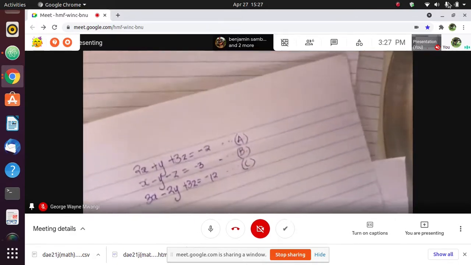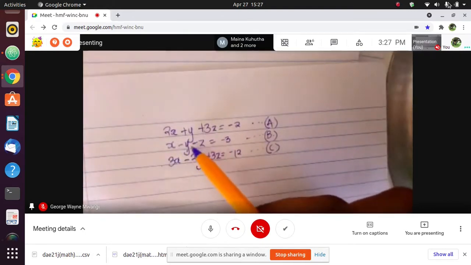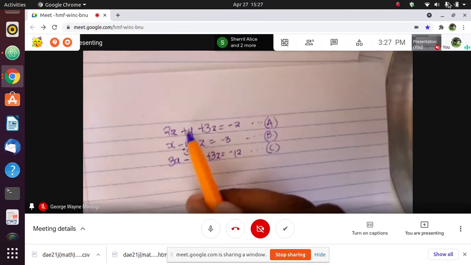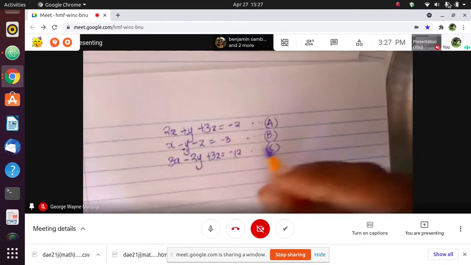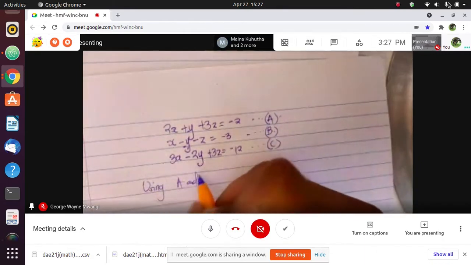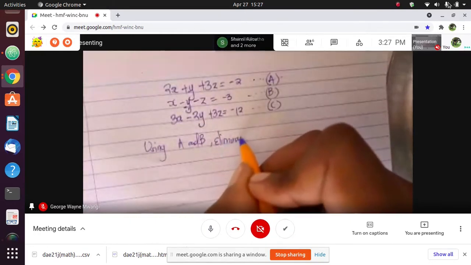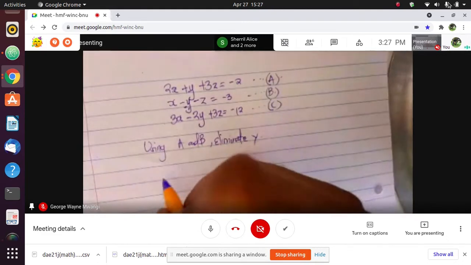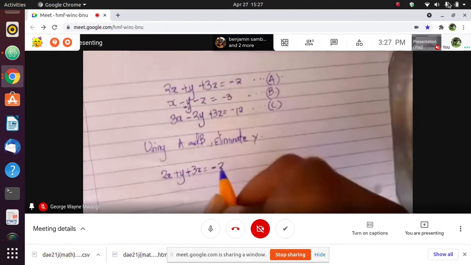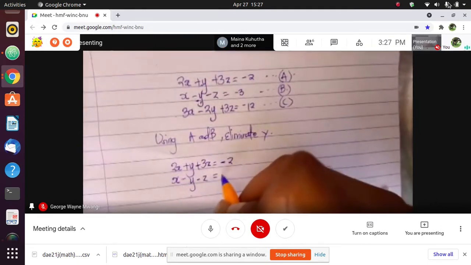Now looking at our equations A, B, and C, we can see that this y will be the easiest kwa sababu the coefficient before the variable is 1. So we will eliminate the variable y. So we choose equation A. Now using equation A and B, we will eliminate y. Now 2x plus y plus 3z is equals to minus 2. X minus y minus z is equals to minus 3.